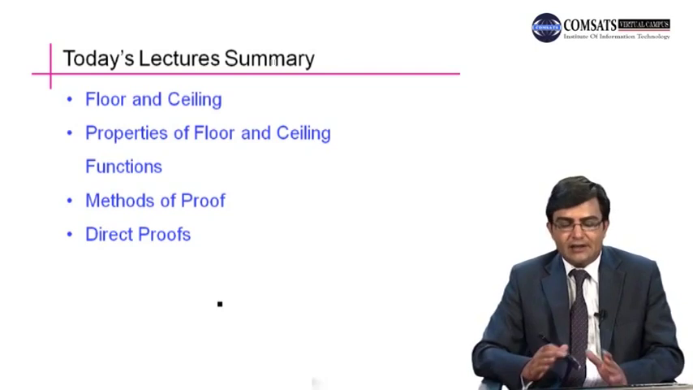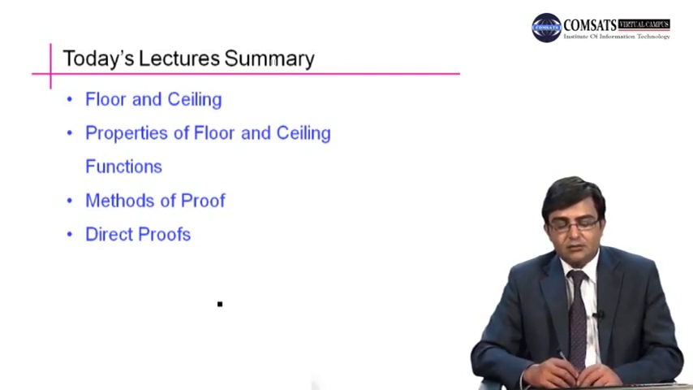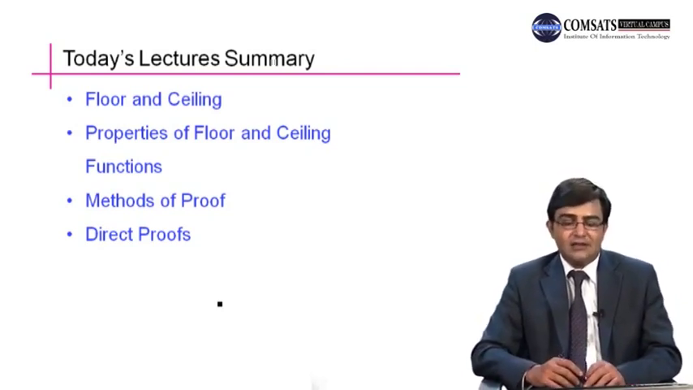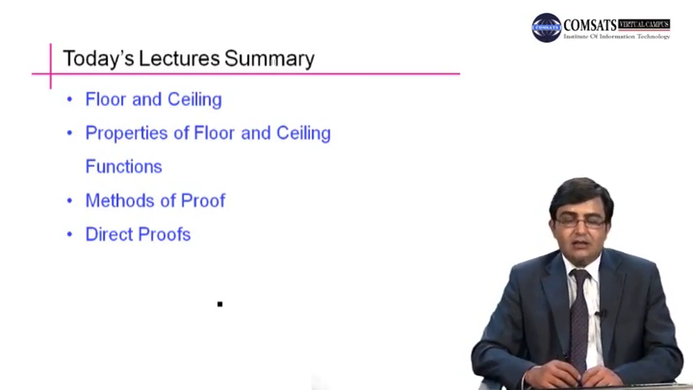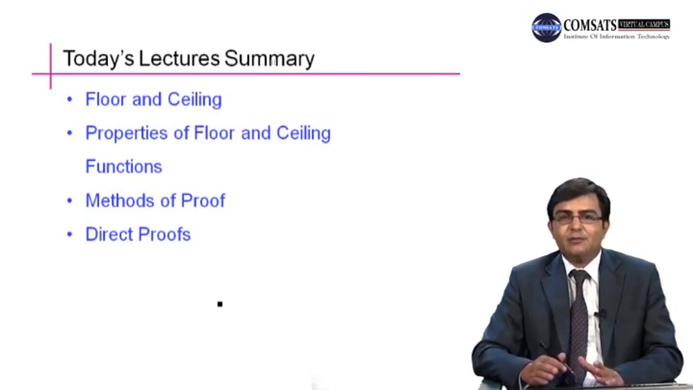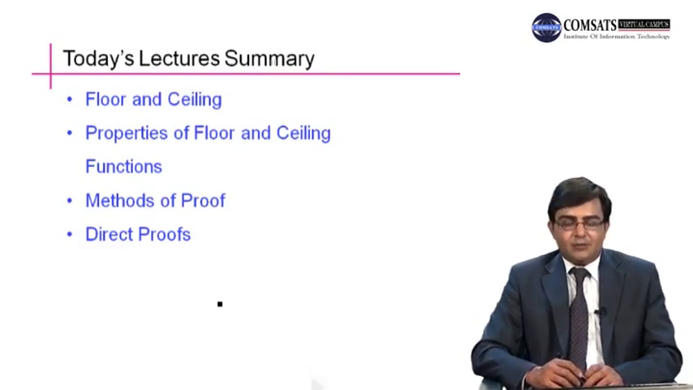I have told you that there are two major branches of methods of proof: direct methods and indirect methods. In direct methods, we have studied two methods: the direct method and the proof by counterexample, and disproving a statement by giving some counterexample. And we have studied also the method of contradiction in direct proofs. In the next lecture, we shall start the indirect proofs.